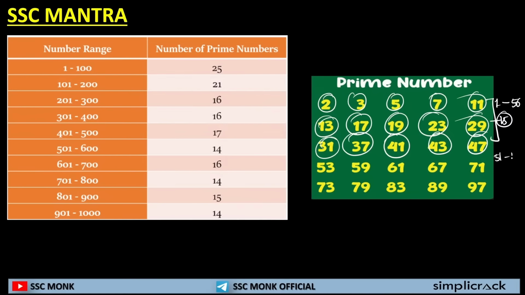From 51 to 100, there are 10 numbers: 53, 59, 61, 67, 71, 73, 79, 83, 89, and 97. So between 1 to 100, how many prime numbers are there? 25 prime numbers. Now you need to remember all these prime numbers, and you will remember this eventually.